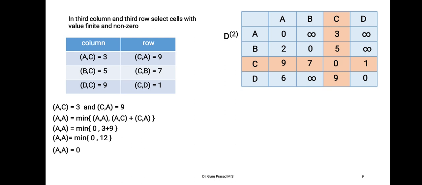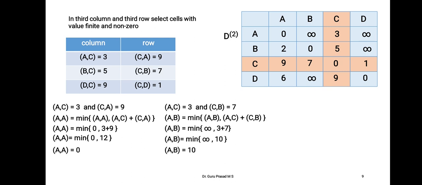Okay, then it indicates A to C there is an edge and C to A there is an edge, so there exists a path from A to A. A to A equal to minimum of A comma A, comma A comma C plus C comma A. Minimum of 0 comma 3 plus 9, 12. Minimum of 0 comma 12, A to A value is 0. Next, apply the column first value and the row second value, that is A comma B. Apply the equation and find the minimum value. So A to B minimum value is 10.